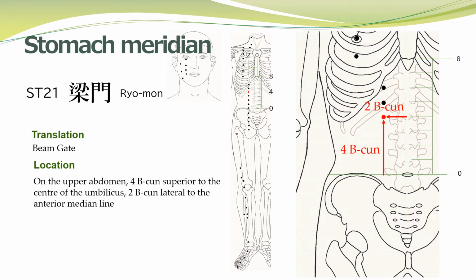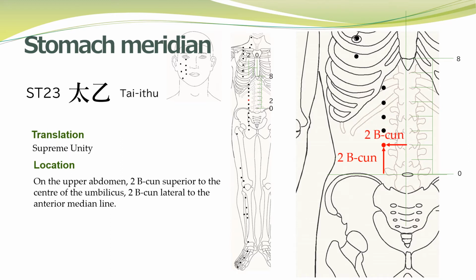ST21. Beam gate. On the upper abdomen, 4 fcun superior to the center of the umbilicus, 2 fcun lateral to the anterior median line. ST22. Pass gate. On the upper abdomen, 3 fcun superior to the center of the umbilicus, 2 fcun lateral to the anterior median line.